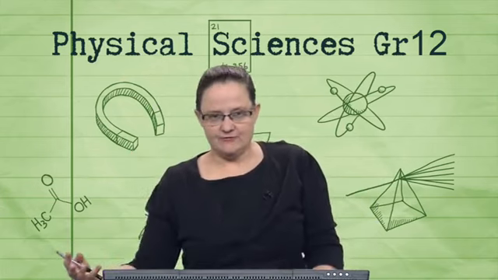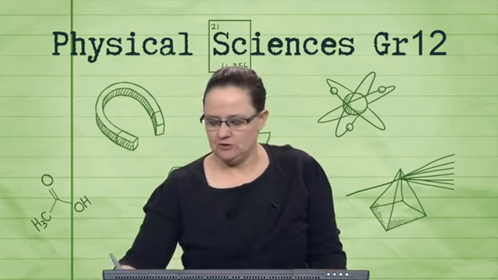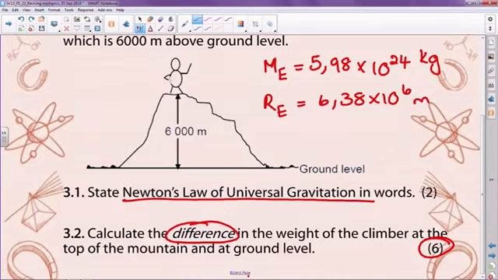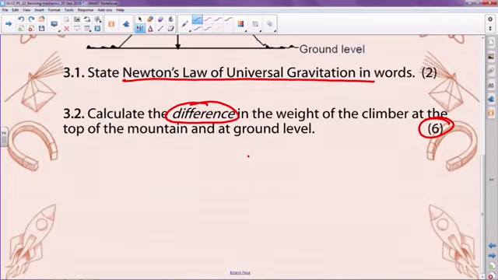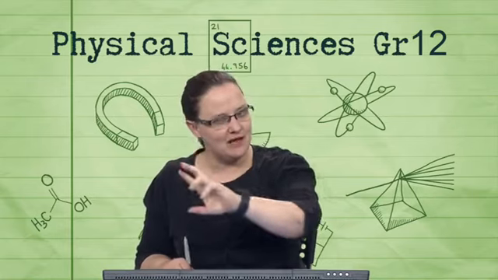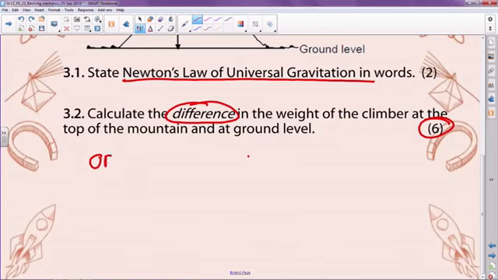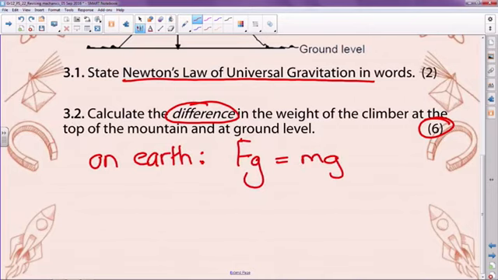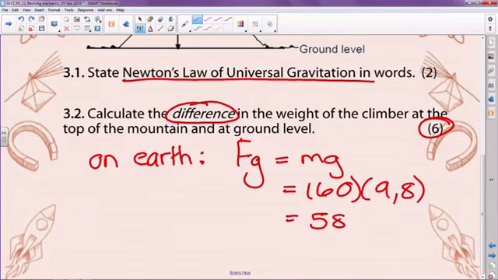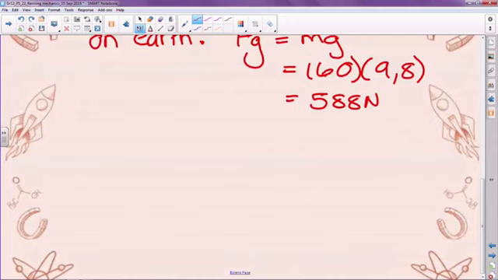The fact that they said a difference in weight actually does make it easier for us, because if we want a difference in weight, we've got to recognize that the further away the climber gets from the surface of the Earth, the smaller his weight's going to be, because that's the force of attraction between the Earth and the climber. So the first thing I'm going to do is say, well, on the surface of the Earth, his weight is Fg. I don't need to use the equation for universal gravitation. So that means it's 60 times 9,8, which is 588 newtons. So that's on the surface of the Earth.